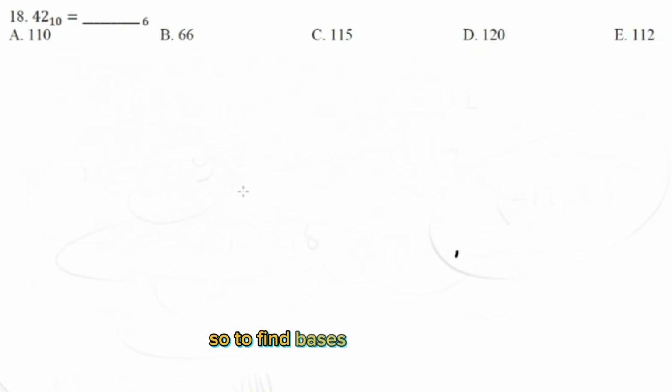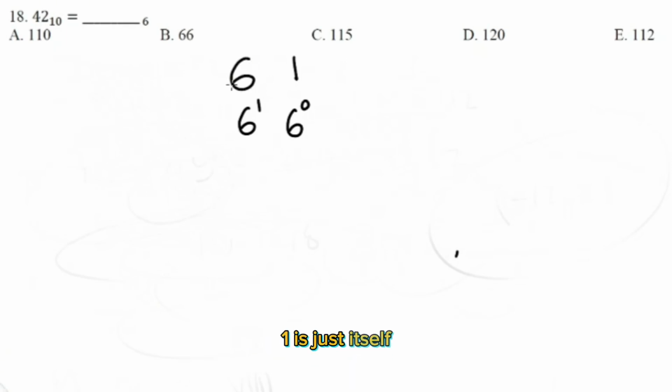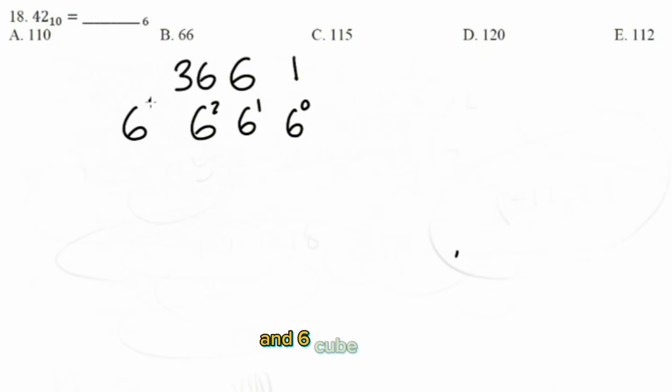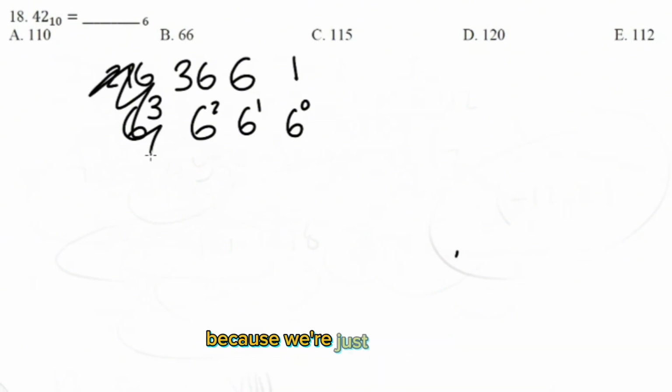To find bases like this, when converting from base 10 to a base of any number, all you have to do is know the powers. So for powers of 6, 6 to the power 0 is just 1, because any number to the power of 0 is 1. 6 to the power 1 is just 6, because any number to the power of 1 is just itself. Then 6 squared is 36, and 6 cubed is 216. But we don't need to know that because we're just looking for the ones that are smaller than this number right here, which is 42. So only 36, 6, and 1 are smaller than 42. Those are the ones we need.